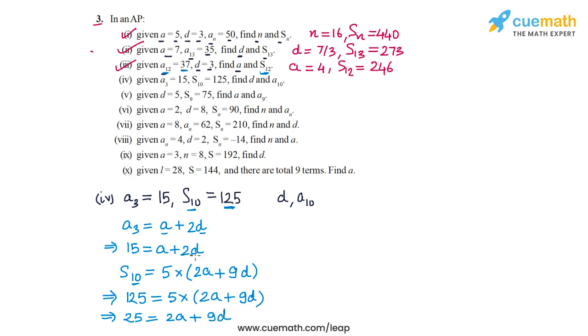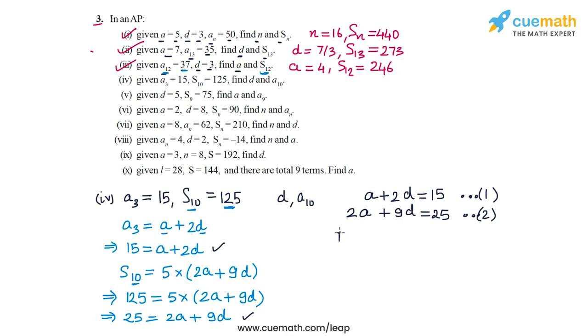So we have two equations in A and D. We have A plus 2D is equal to 15. We have 2A plus 9D is equal to 25. So let's write them here. We have the first equation, A plus 2D equal to 15, and we have 2A plus 9D is equal to 25. Now by solving this pair, we can find the values of A and D. Let's call the first equation equation 1 and the second equation equation 2.